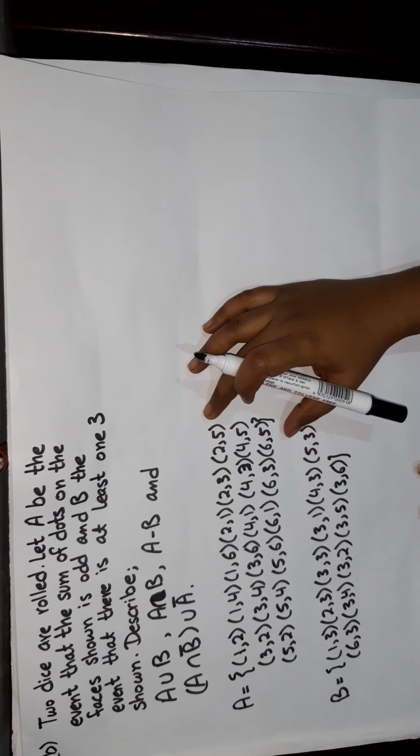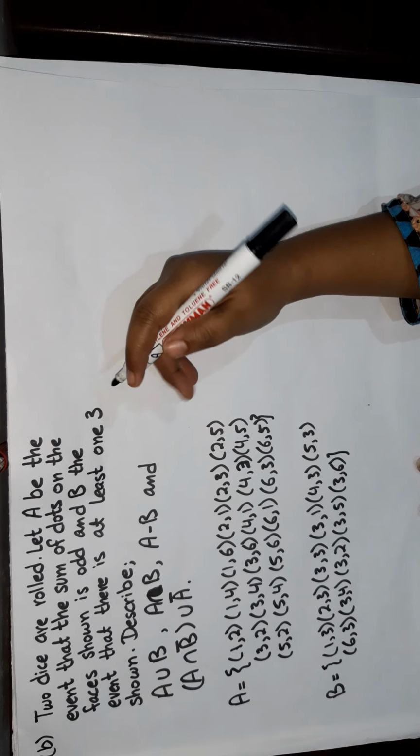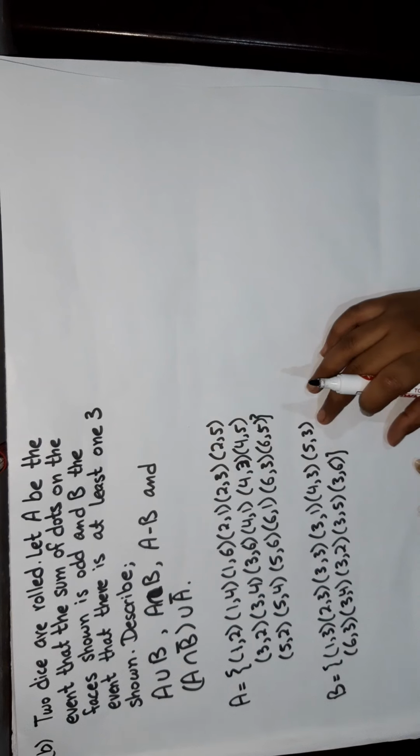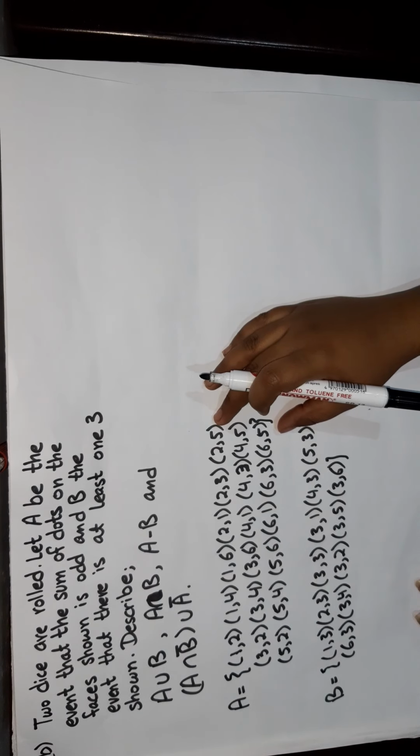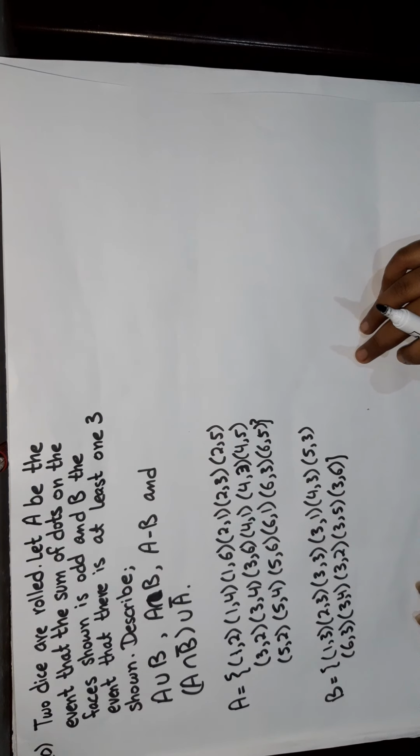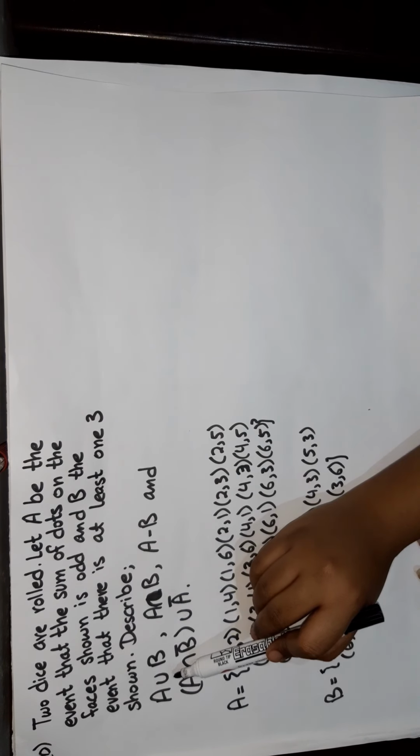Now here automatically you can see what event A represents and what event B represents in the problem which is given to you, and we have already listed event A and event B. Now what next we have to do is describe A union B, which we have discussed in one example, but here also in this question we have to find A union B.